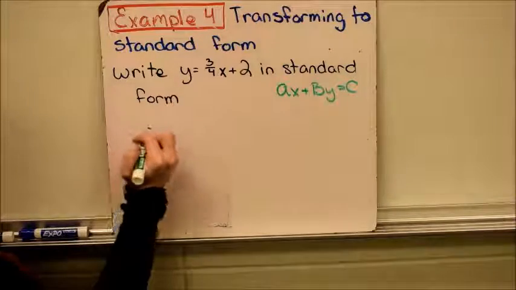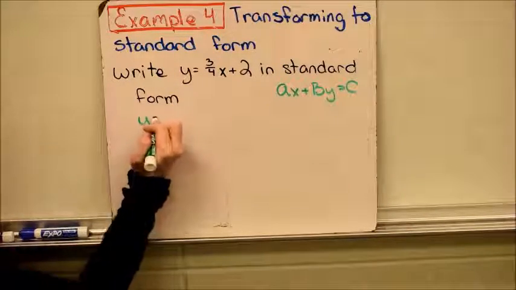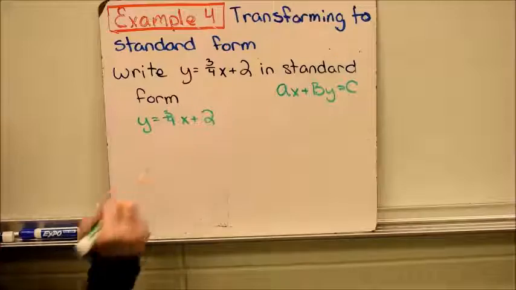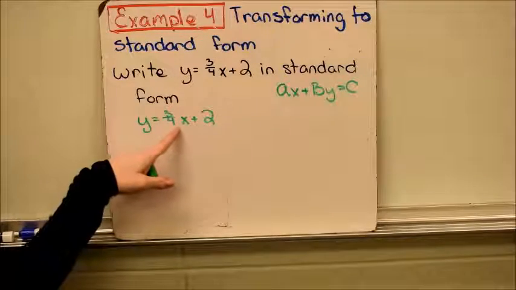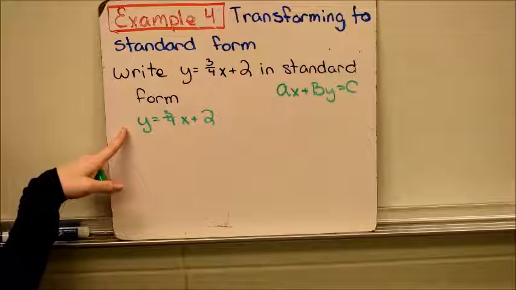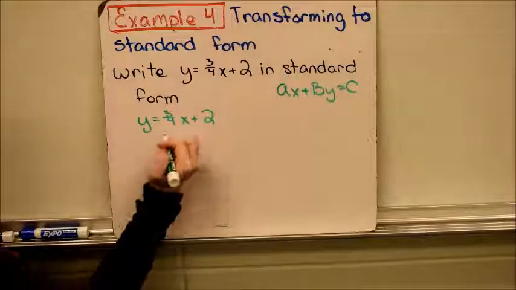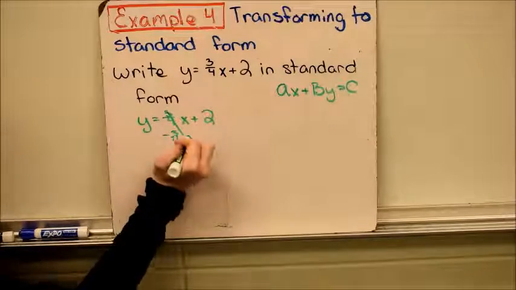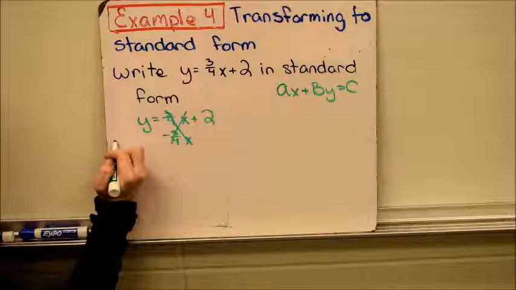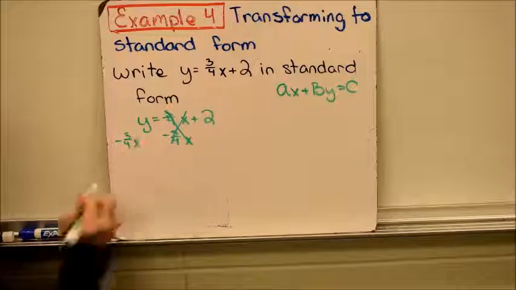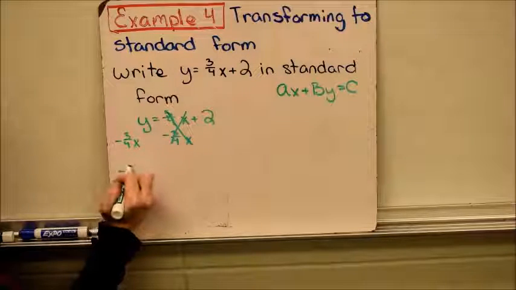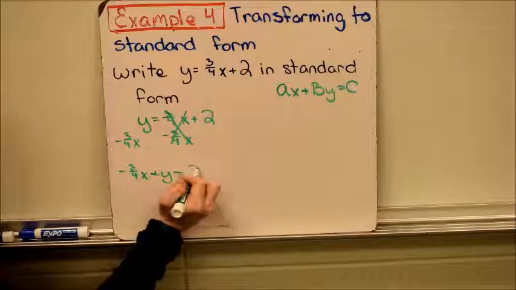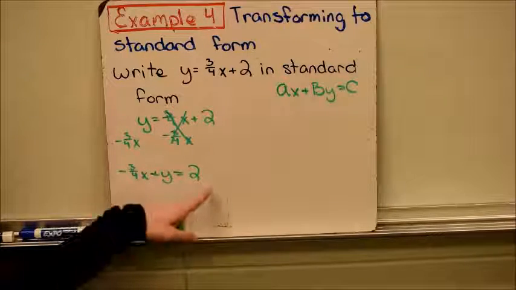In order to do this, we're just going to rearrange the values. We want this x value to move to this side of our equation over here. So we're going to cancel it out on this side. I'm going to subtract 3/4 x here to cancel it out, and then I'm going to subtract 3/4 x here. If I rewrite this equation, I get -3/4 x plus y equals 2. And this is in standard form now.